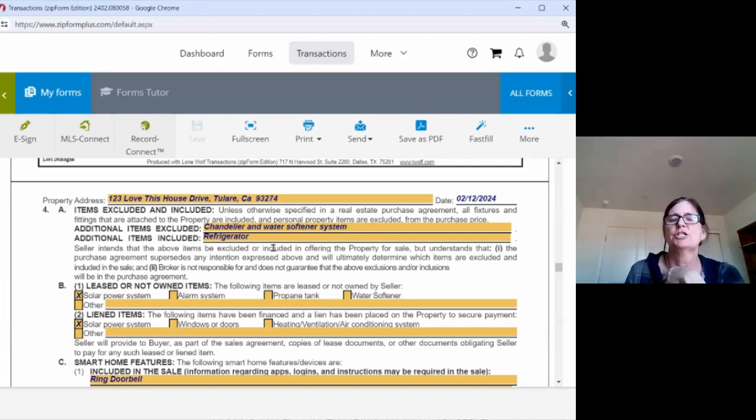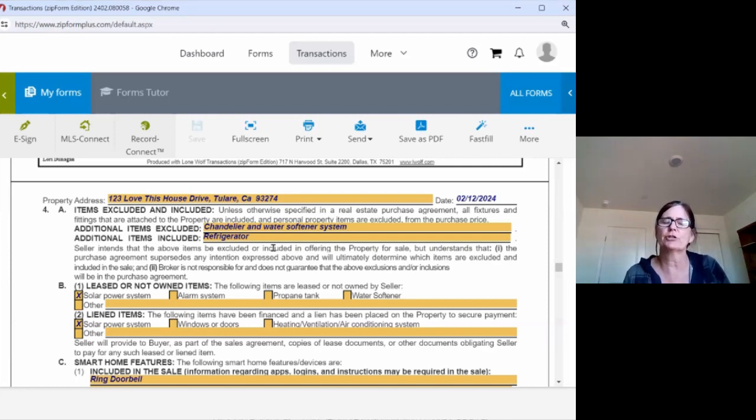But just because it's here and just because we put it in the agent notes in the MLS, even if we put it in the public remarks, it doesn't become a contract term unless it's in the RPA, or the residential purchase agreement. And so if we get an offer and the offer doesn't mention anything about these, we need to do a counter offer just to say that the seller reserves the chandelier and the water softener system.